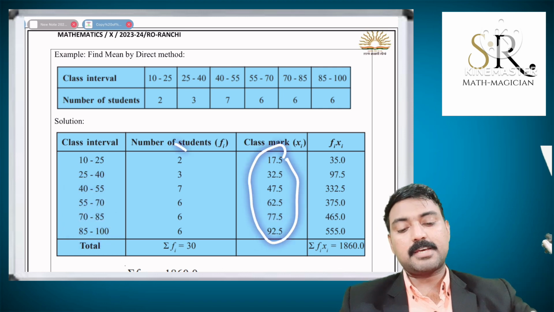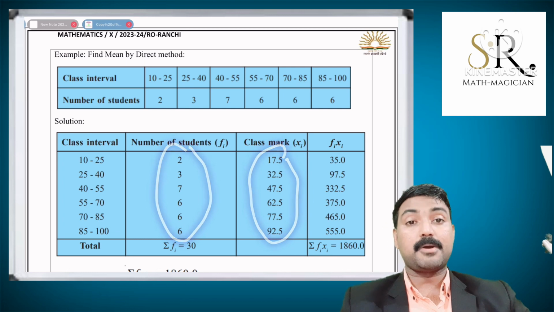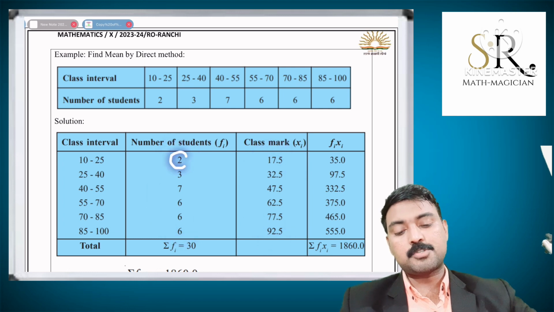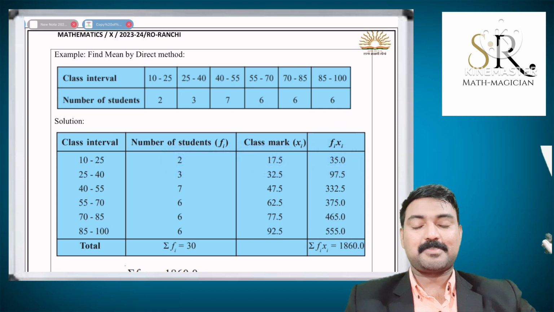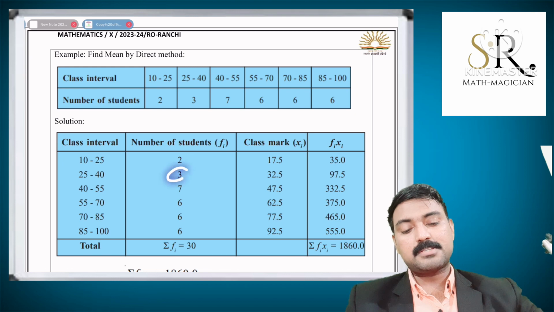Now these x values and these f values we will multiply one by one. The first f value is 2. Here the first x value is 17.5. This 2 we will multiply, we will get 35. This is known as fx. F and x we multiplied here. Similarly, each frequency and corresponding class mark will be multiplied.